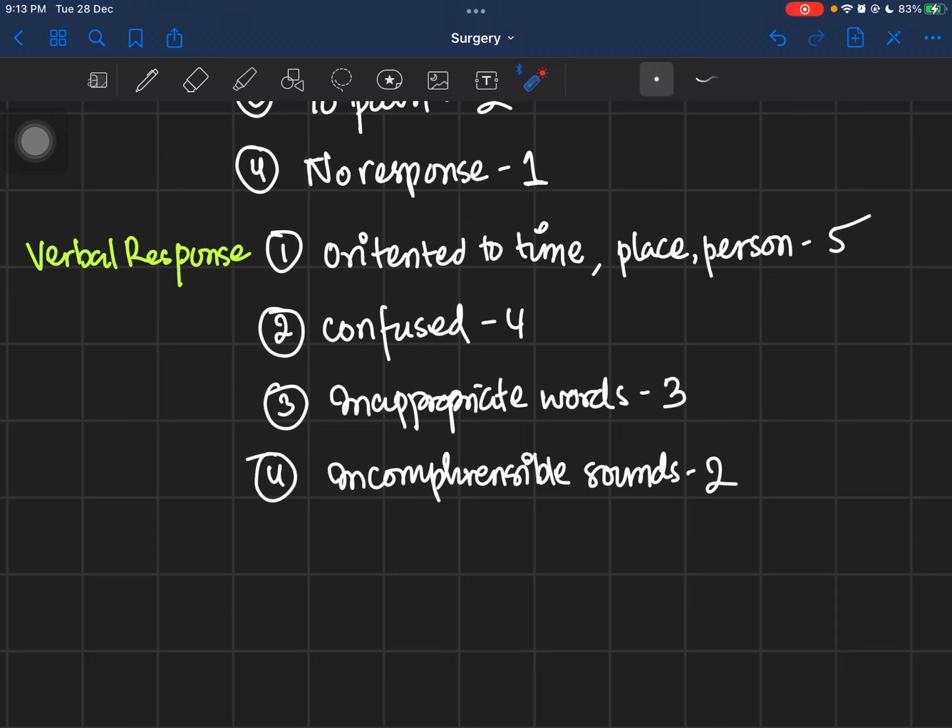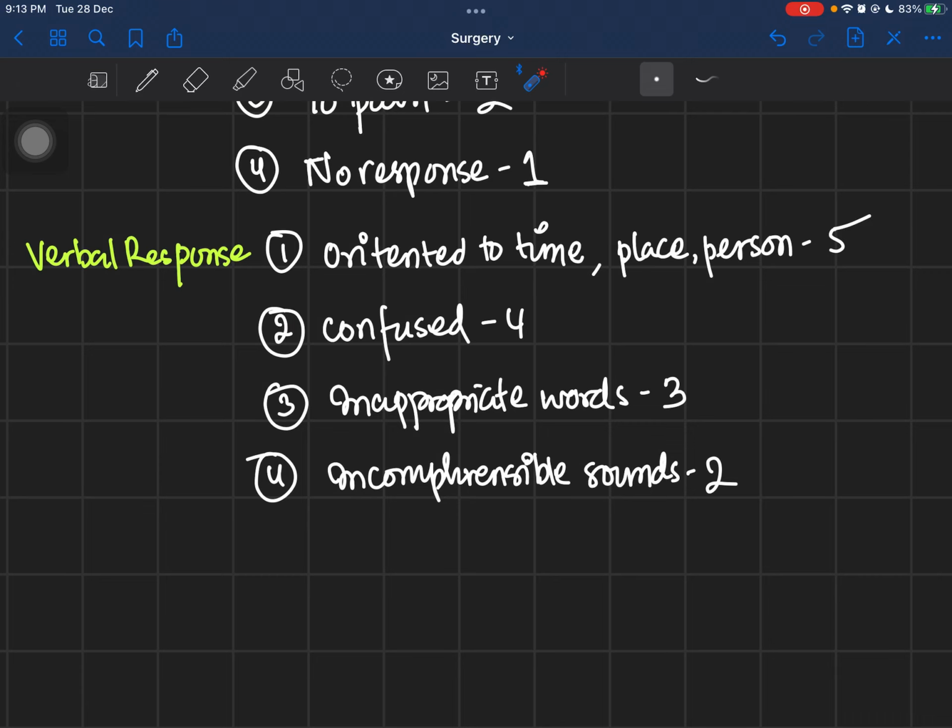So let's say that a person is coming to you, talking to you, he or she is telling you, Doctor Saab, this has happened to me. I was there, I fell, I met an accident, so I have a pain in my head. So the patient is definitely oriented to time, place and person, so that gives you a score of 5. Let's say the patient starts telling you, I don't know where I am, please help me, and things like that.